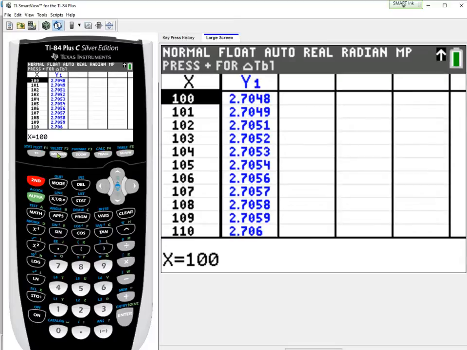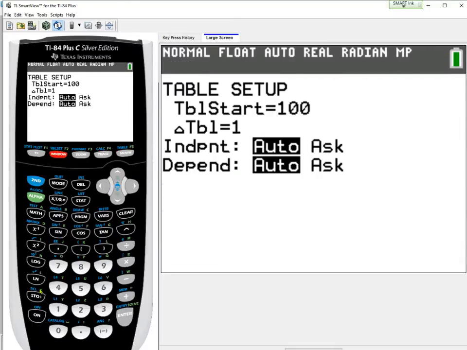Let's go a lot higher here real quick. I'm going to go back to my table set. You want to go to 1,000? I heard 1,000. Let's start our table at 1,000. Let me push enter here, and then go over to my table again.